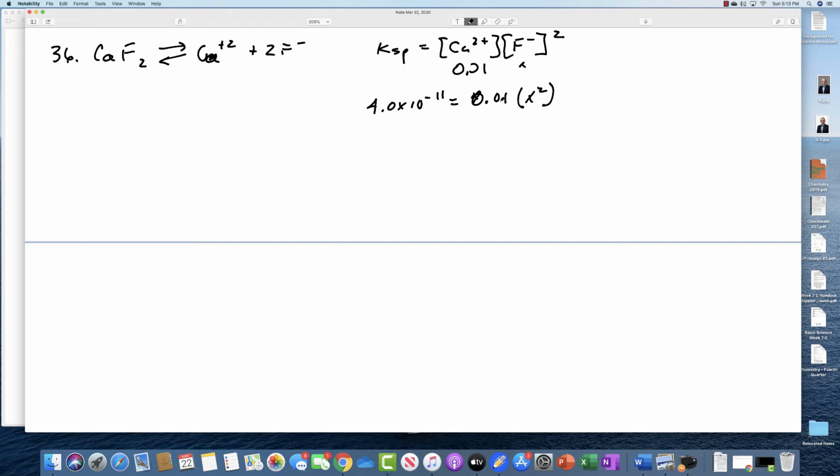And so if you divide both sides by 0.01, you get 4 times 10 to the minus 9 is equal to X squared. So X is going to equal the square root of 4 times 10 to the minus 9, which is 6.32 times 10 to the minus 5. So the maximum concentration of fluoride that you can add before this precipitates is this concentration.